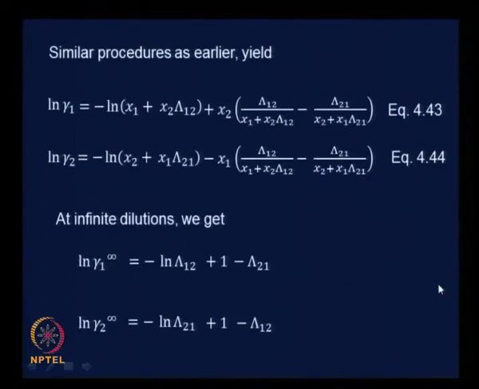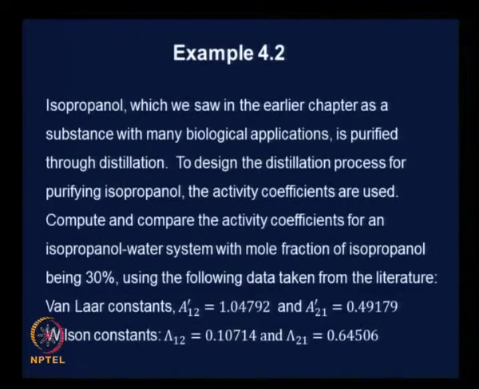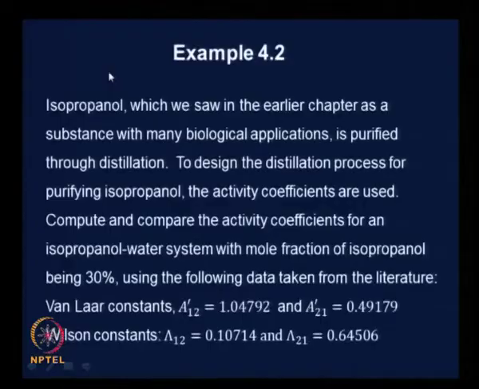Okay, I think we have seen enough models for the GE by RT and therefore for estimating gamma 1 and gamma 2. It is time to do an example, and we will finish up this module with this example of estimating activity coefficients, and of course we will review whatever we did in this particular module. The example is as follows. It is a straightforward example. Of course, I am going to give you time to work it out.